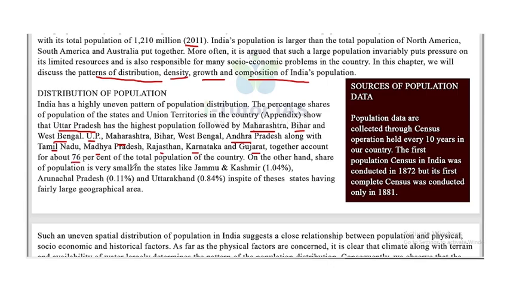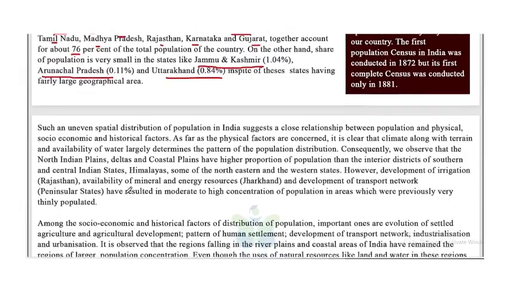On the other hand, the share of population is very small in states like Jammu and Kashmir, that is 1.04%, then Arunachal Pradesh and Uttarakhand, in spite of all these states having fairly large geographical areas. We know that these areas have a large geographical area, but still the population is very low. Why? Because they are mainly border states, so they have many problems, and people choose other places for better living.